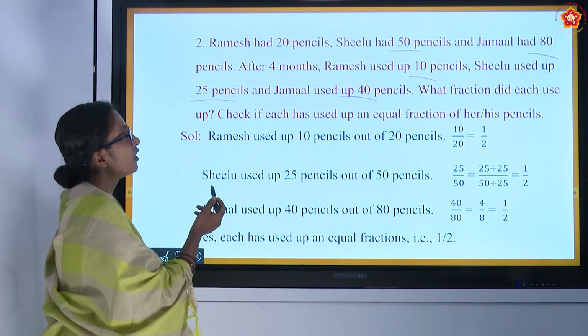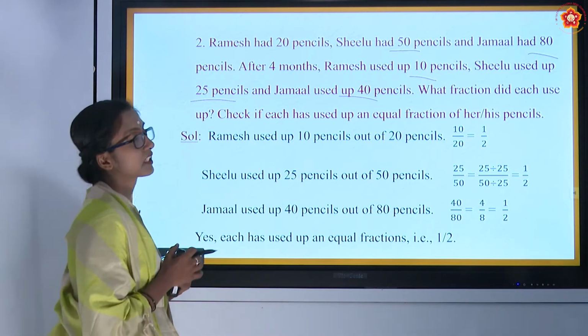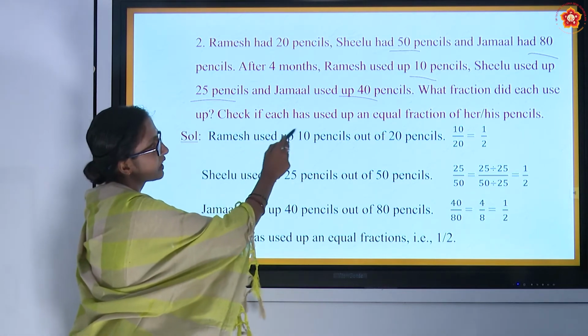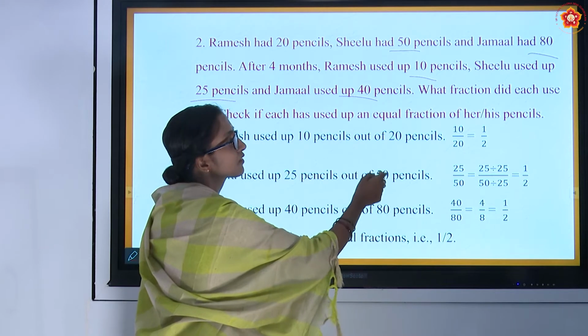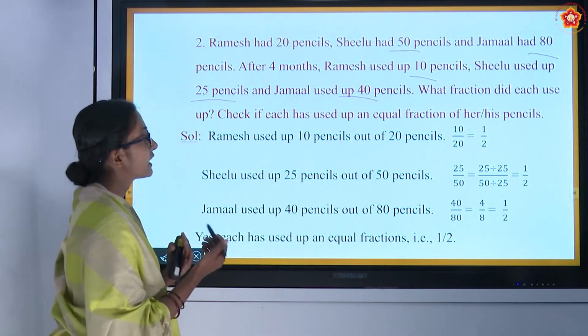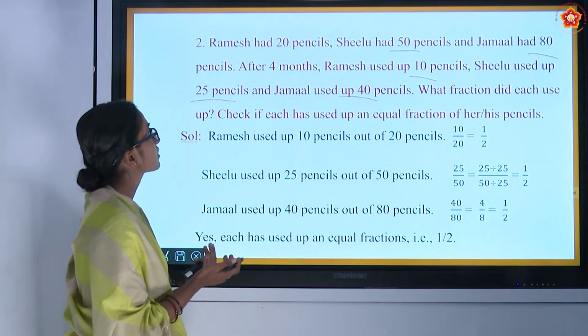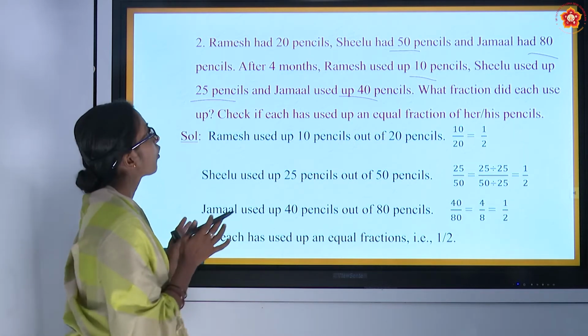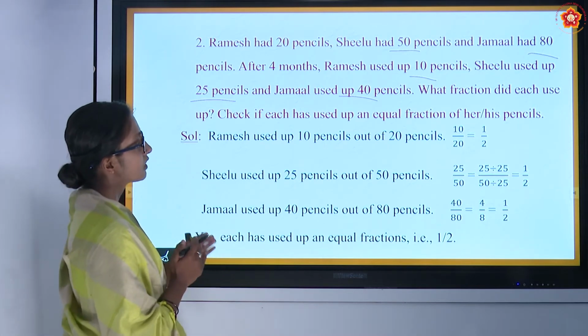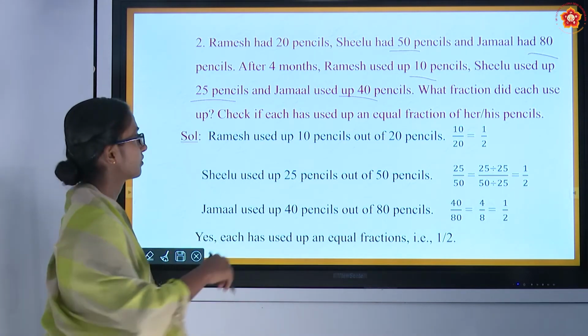So, we need to find what fraction of pencils they have used. Check if each has used up an equal fraction of her or his pencils. After finding how much fraction of the whole pencils they have used, let's compare. Have they used an equal fraction or what?